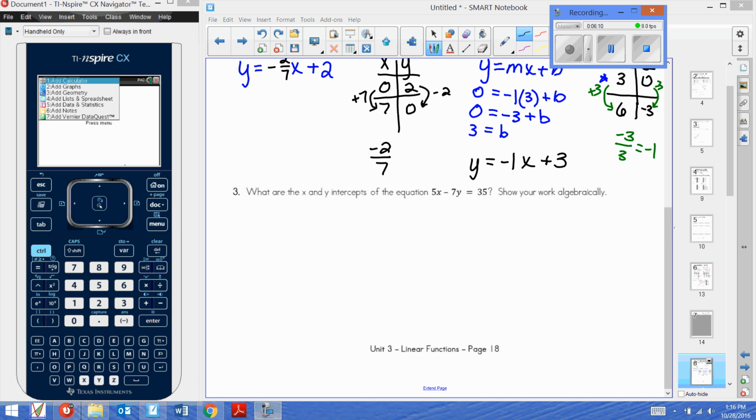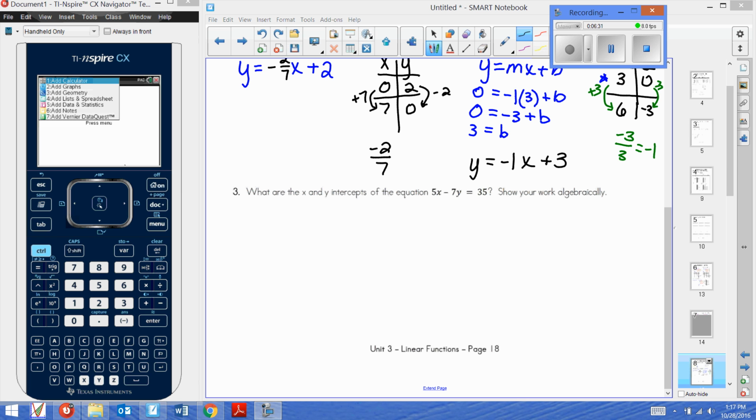Moving on to question number 3, it asks us to find the x and y intercepts of this equation here, and we need to show our work algebraically. Well, first, let's look at a picture of this graph to help guide us to see whether or not, when we actually show the algebra, we made any computation errors.